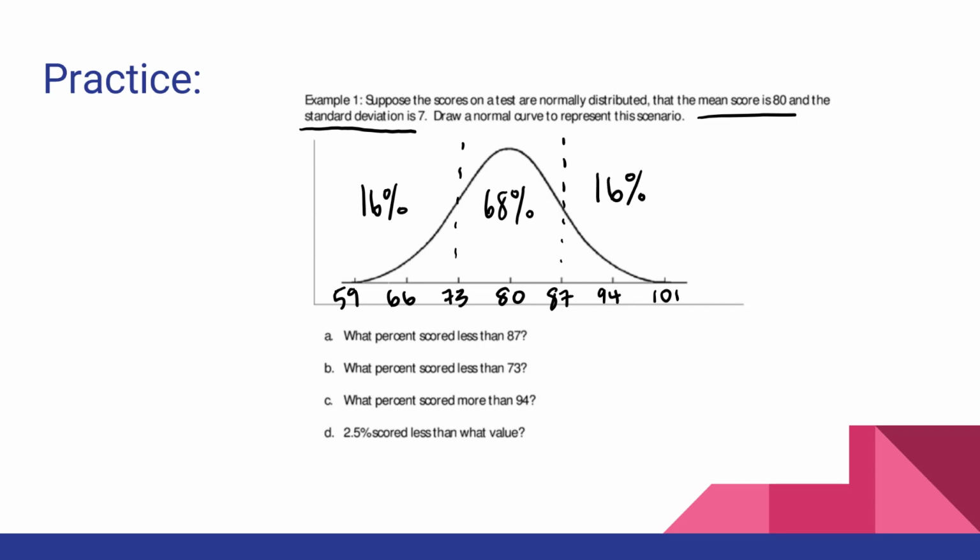Now the question asks, what percent scored less than 87? So that is everything to the left of this wall. So that means we can just add up 16 and 68% to get our answer. So that gives us 84%. So 84% of students theoretically scored under an 87.